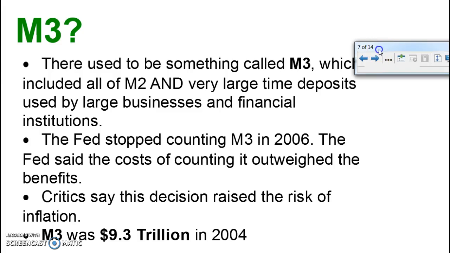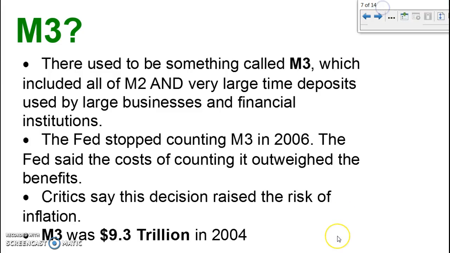There used to be something called M3. It hasn't been measured since 2006, and it was significantly larger than M2. Okay, and M3 is large time deposits, meaning money that's set aside for, say, 10 years. Right? It's a very long time and a very large amount of money.